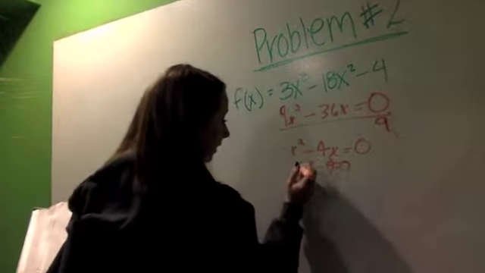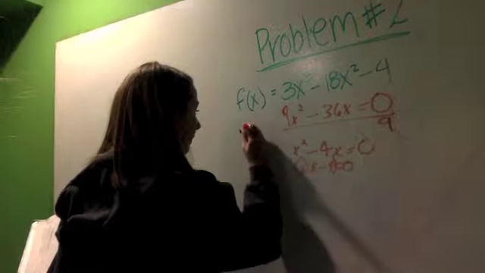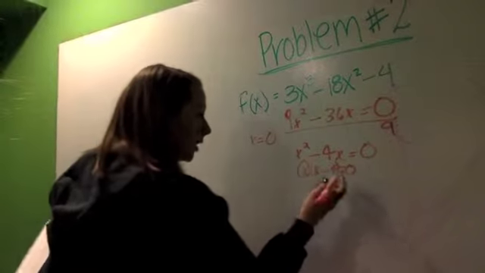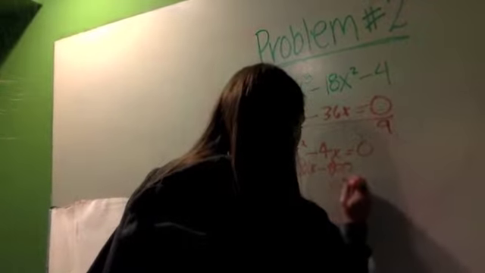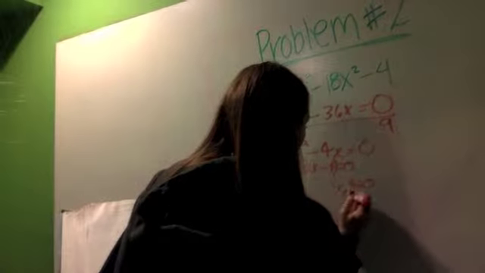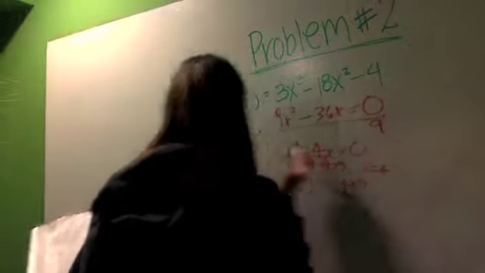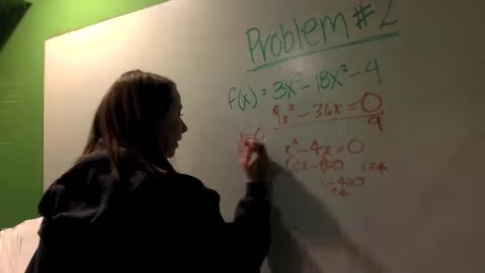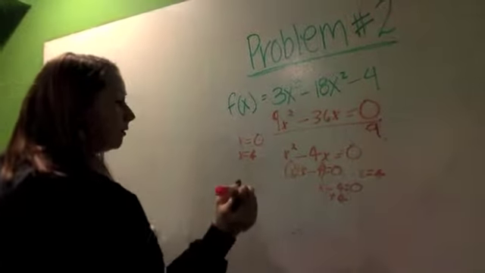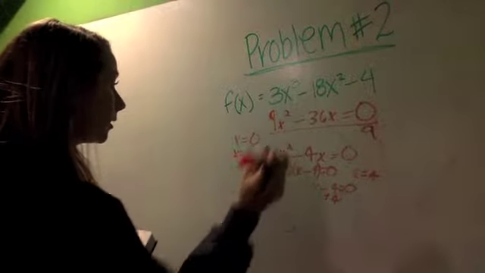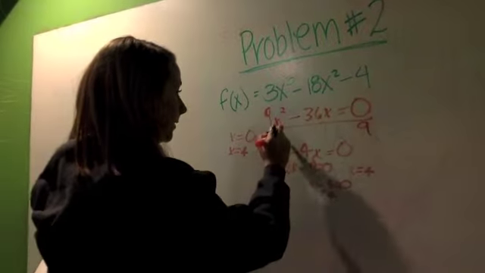So then this one automatically just equals 0. Then you set x minus 4 equal to 0. You just add 4, and you get x equals 4. So then you come back up here, and then you take the derivative of this equation.